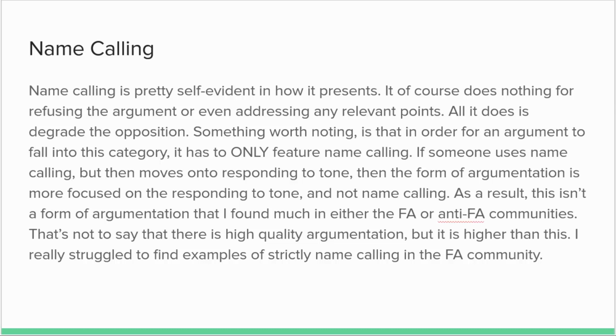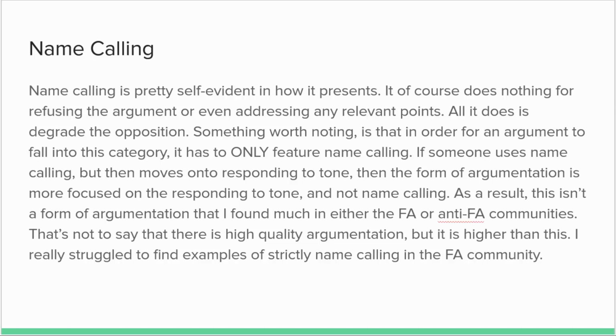Name calling is in there, but I would say it's not even as prevalent as ad hominem attacks. If someone uses name calling but then moves on to responding to tone, then the form of argumentation would be more focused on responding to tone and not the name calling itself. As a result, this isn't a form of argumentation that I've found much in either FA or anti-FA communities.